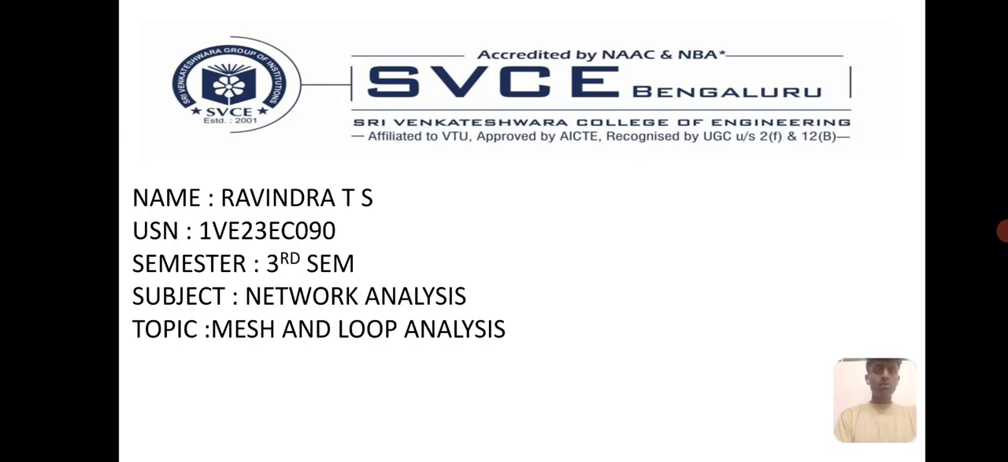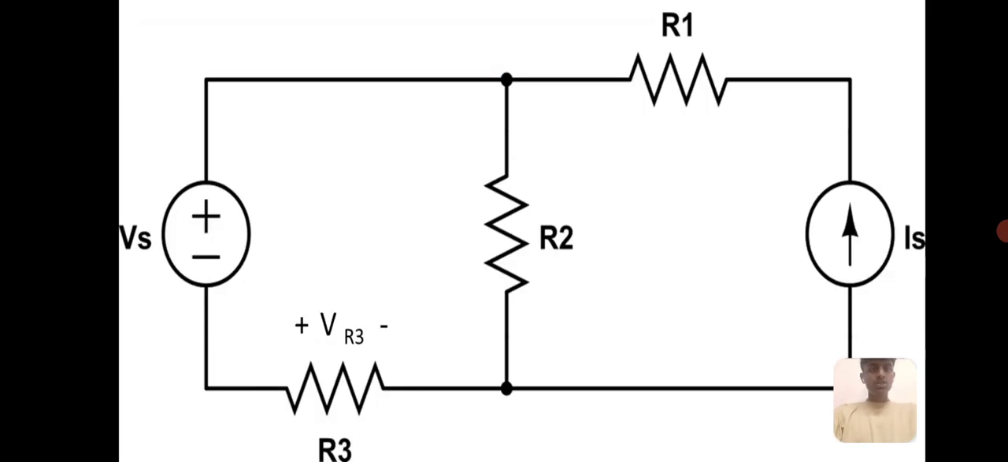So today's topic is mesh and loop analysis. This is the main topic which is mainly required in network analysis. The subject is network analysis, 3rd semester. This is the circuit for the loop and the required topic. These are the video assignment of it. So this is very important.